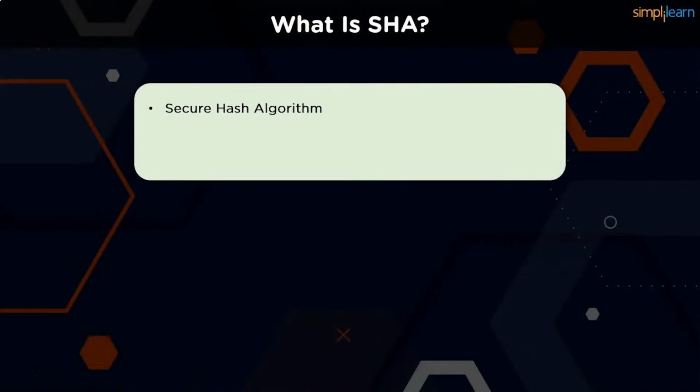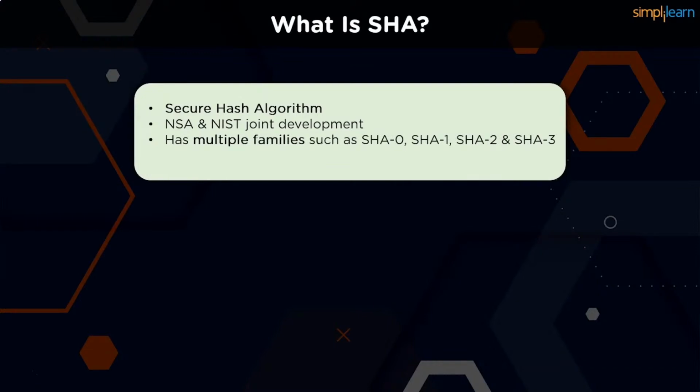The Secure Hash Algorithm is a family of cryptographic hash functions that are published by the National Institute of Standards and Technology along with the NSA. It was passed as a Federal Information Processing Standard, also known as FIPS. It has 4 different families of hash functions.